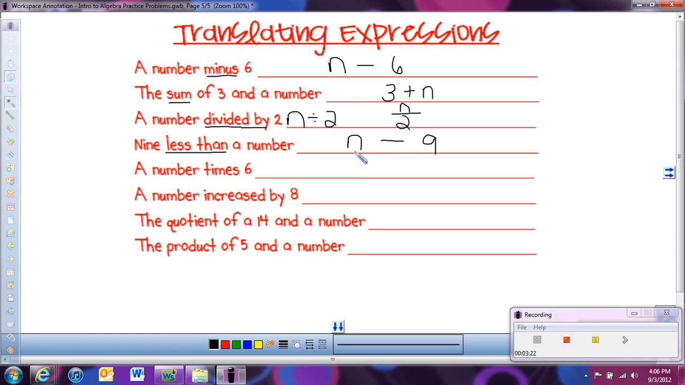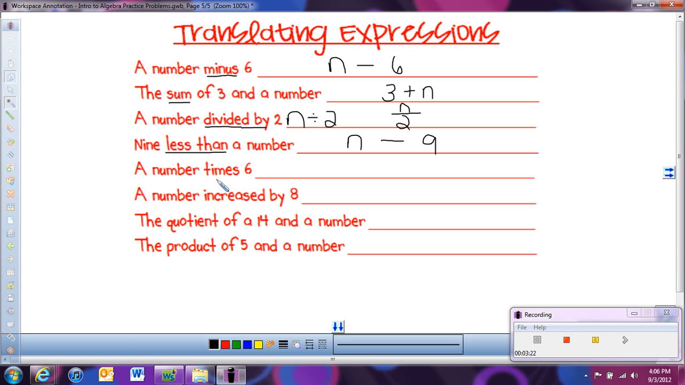This is the only time it really gets confusing: with subtraction, making sure that we're writing it down in the right order. So really be careful when you're reading these sentences that what you're reading and how you wrote it is the same thing. 9 less than a number, always think of what am I starting with. Can I take 9 away if I don't know what I started with? No. So we need to start with that number, then subtract 9.